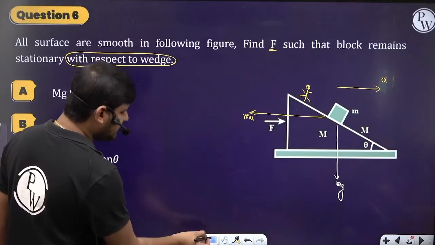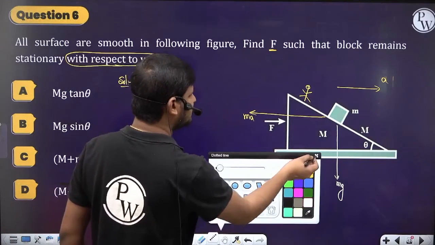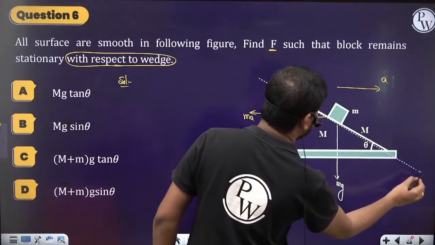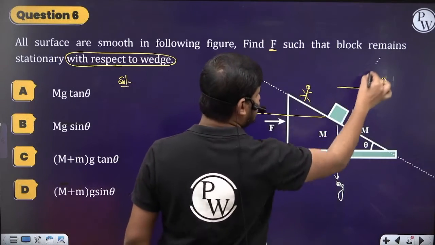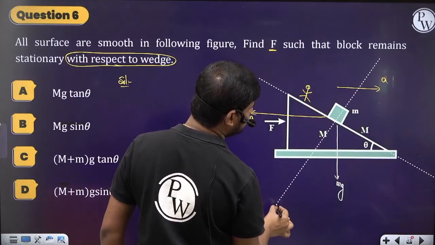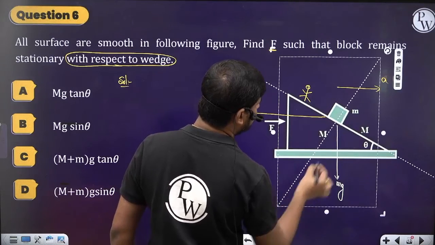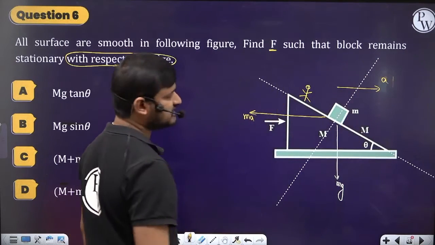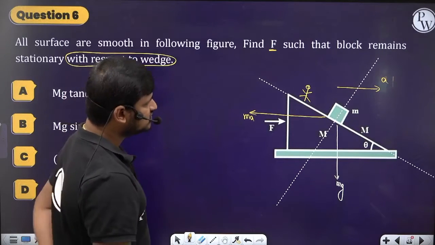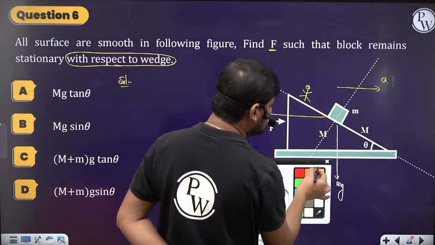Now what we do in such questions, in the inclined plane questions, we change our frame of reference. This becomes your x-axis, and this becomes your y-axis. Yes or no? According to our frame, we change the frame of reference like this. So the mg components we already know.